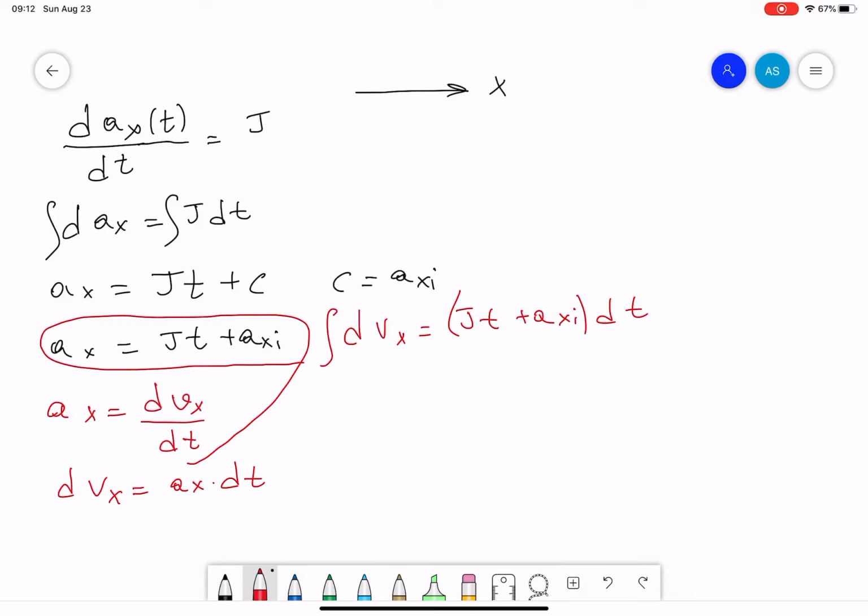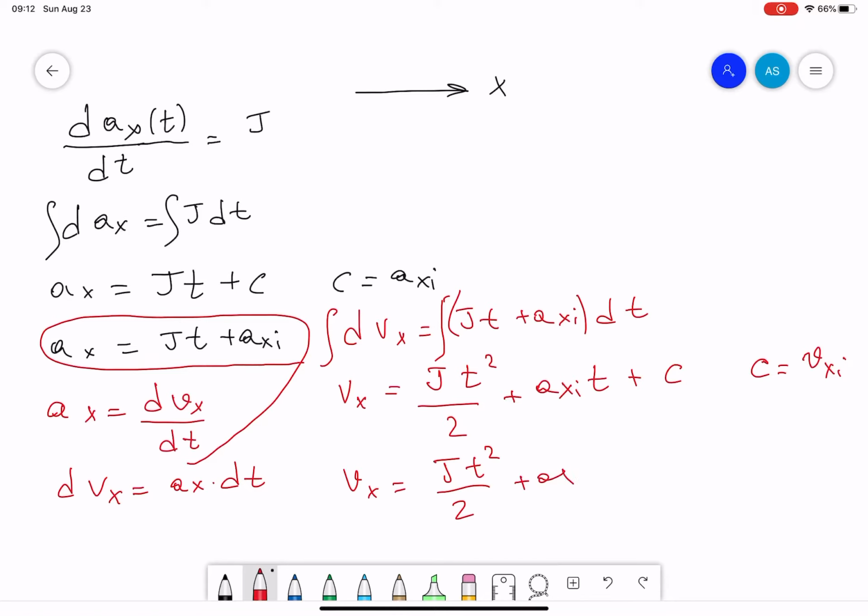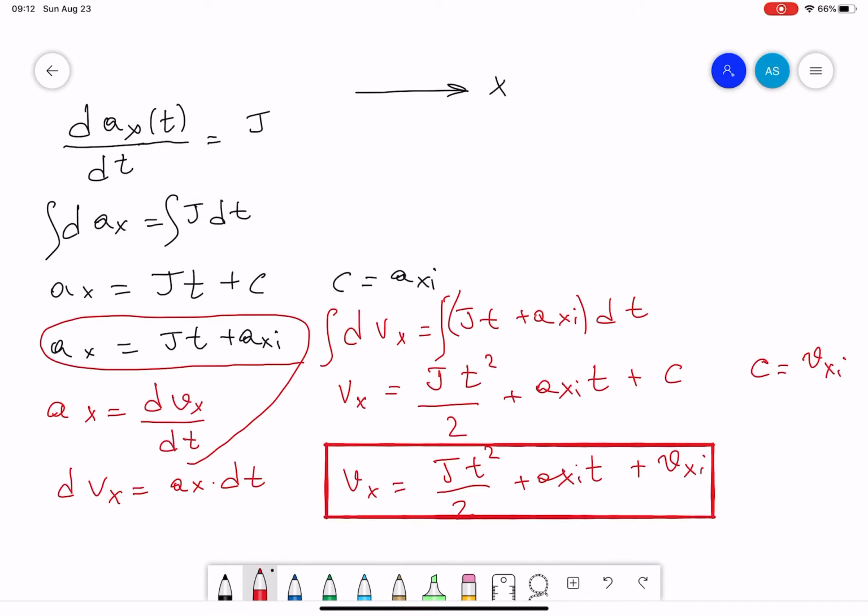Again, we have to integrate both sides. Then we get vx equal to jt squared over 2 plus ax initial t plus some constant c. Since we're looking at the velocity, the constant c is equal to vx initial. So vx is equal to jt squared over 2 plus ax initial t plus vx initial. So that gives us the velocity and the acceleration.